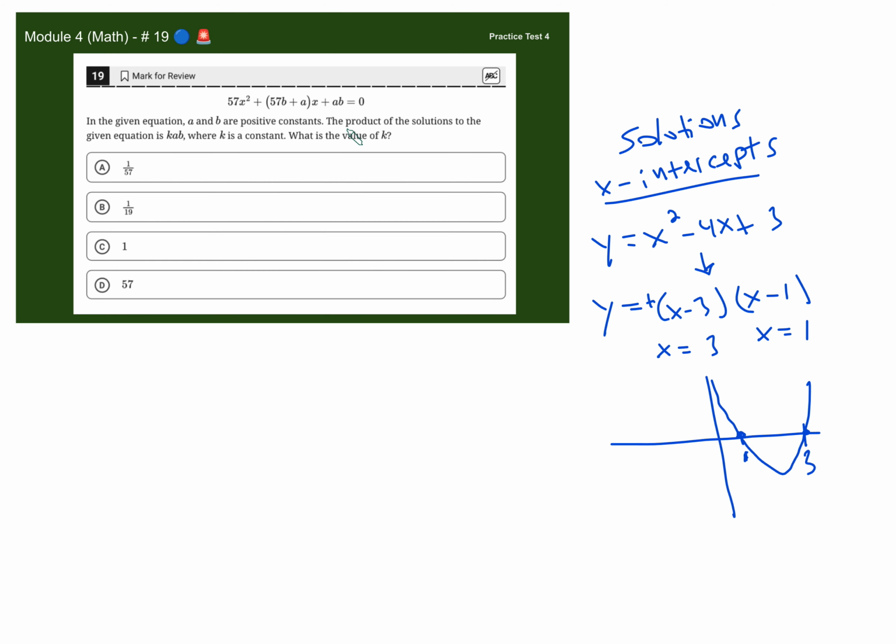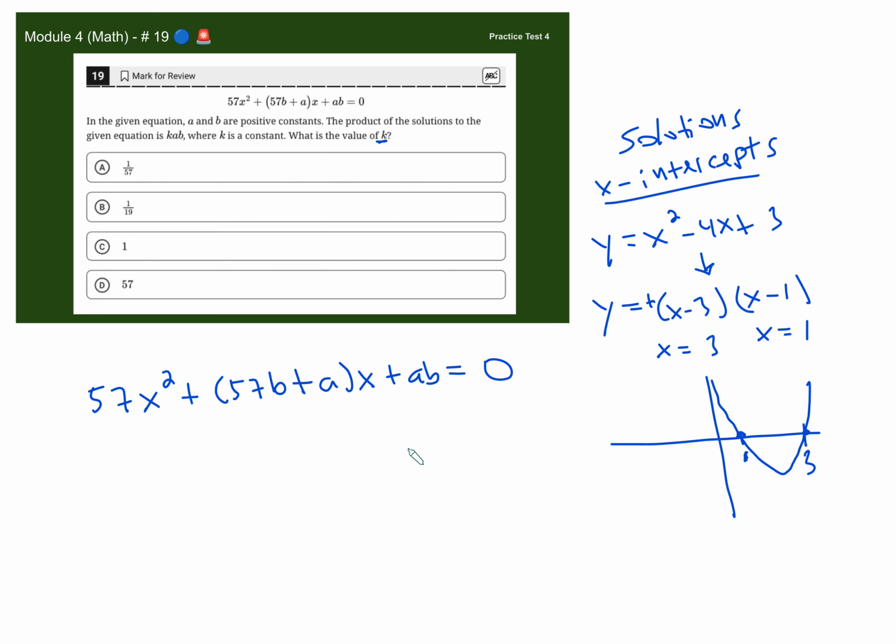Okay, so it says, what is the value of k if the product of the solutions to the given equation is KAB? We can do this two ways. We can do it through Desmos, or through longhand algebra. Let's try it through Desmos first, because that's probably the faster way. So let me write this down: 57x squared plus 57b plus a x plus ab equals 0.